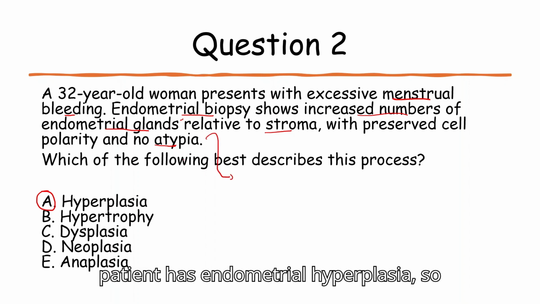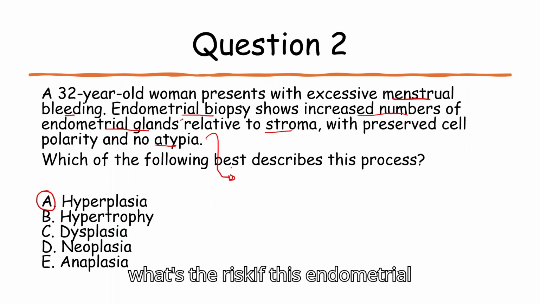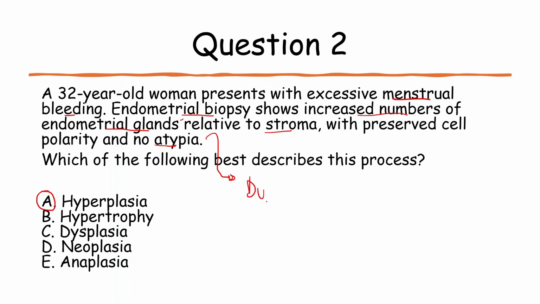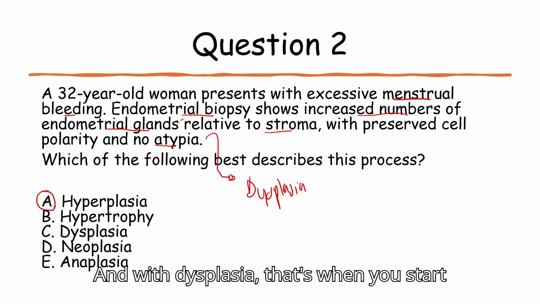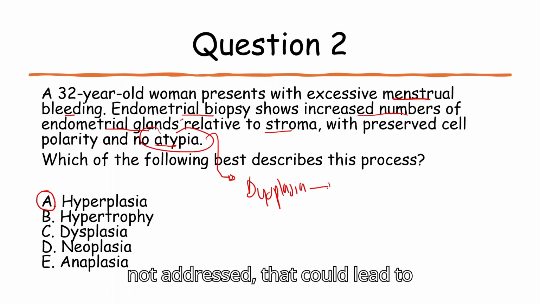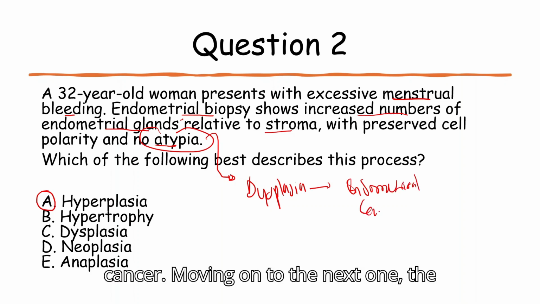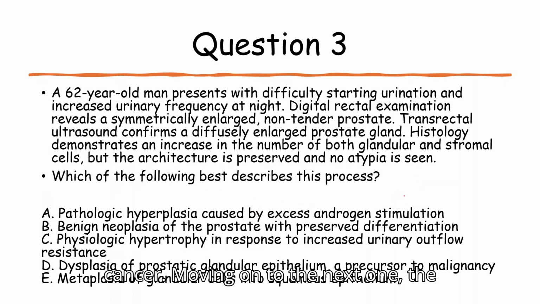So this patient has endometrial hyperplasia. What's the risk if this endometrial hyperplasia is not addressed? What can it lead to? Yep, it can lead to dysplasia. And with dysplasia, that's when you start to see what? Atypical cells. And if that's not addressed, that could lead to endometrial cancer.